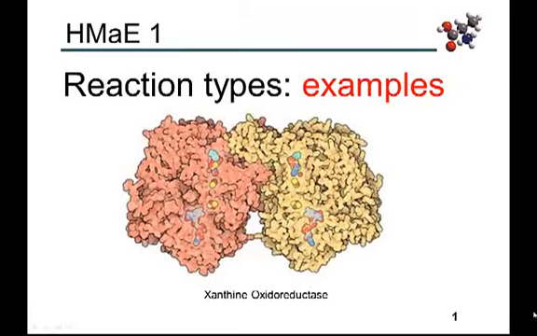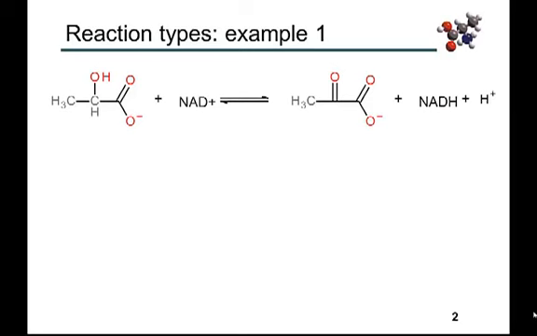Okay, we're going to have a look at some examples of reactions. I'm going to put up each example for 5 seconds, so you probably want to pause the video while you think about what reaction type each one is an example of.